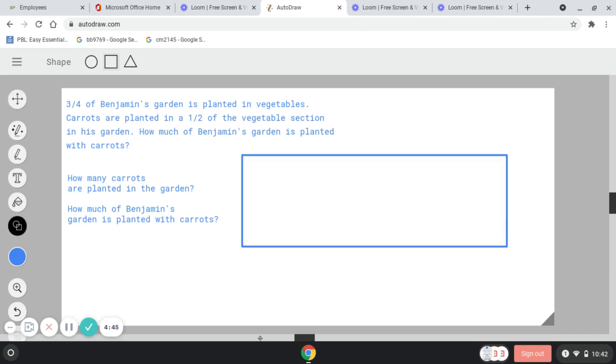Okay, so now let's start to think through this and solve this problem. So let's look at the first sentence. 3/4 of Benjamin's garden is planted in vegetables. So let's look at Benjamin's garden as a whole, right? It's a whole, it's being represented as a whole, his garden. Now, 3/4 of this whole is the section that is designated towards the vegetables. So I'm going to take this whole and I'm going to break it into fourths.